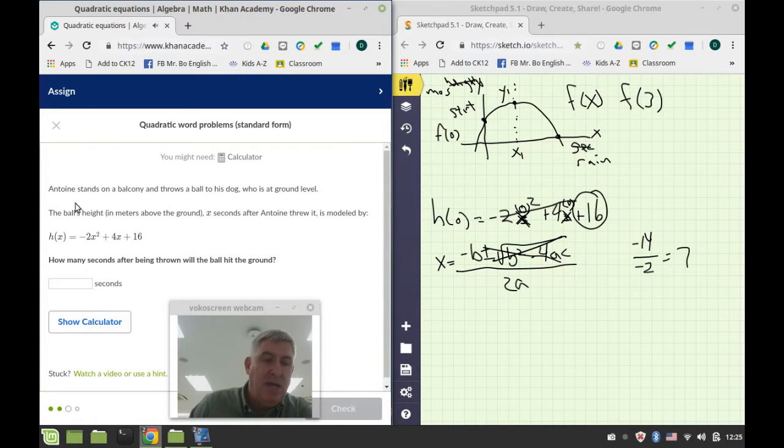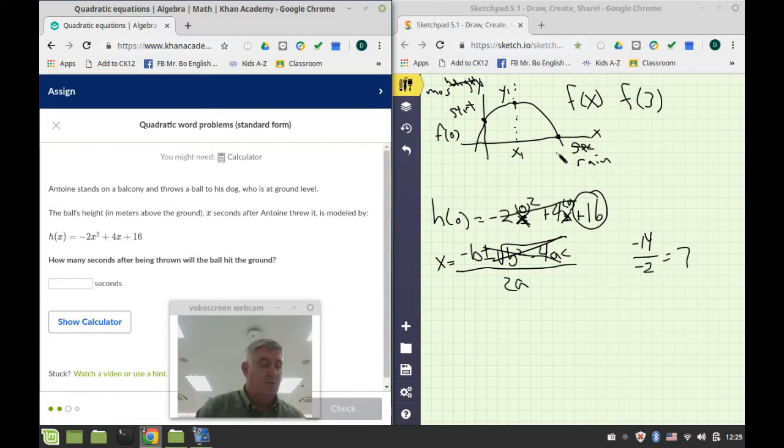All right. Antoine stands on a balcony and throws a ball to his dog, who is at ground level. The ball's height is given by the function. How many seconds after being thrown will the ball hit the ground? So they want this endpoint, they want this 0. So we want to find a 0.